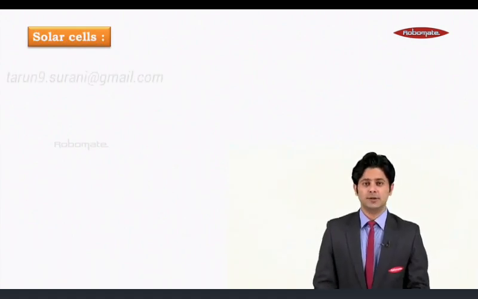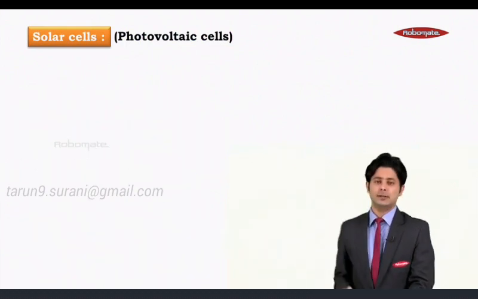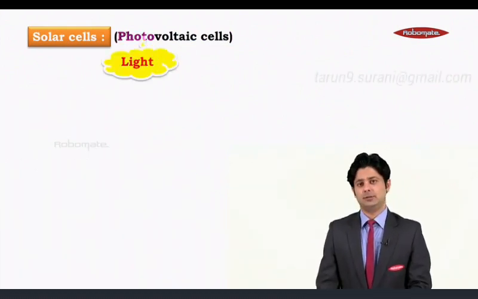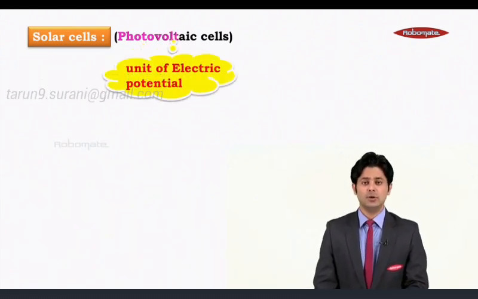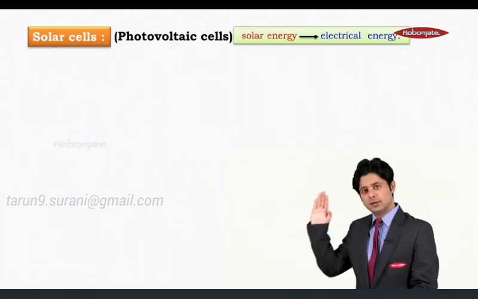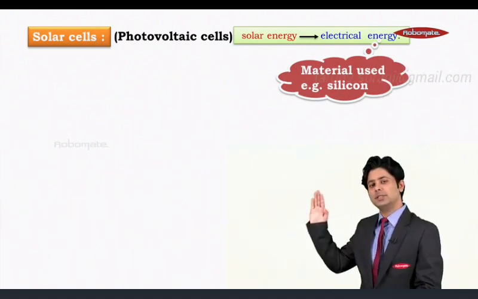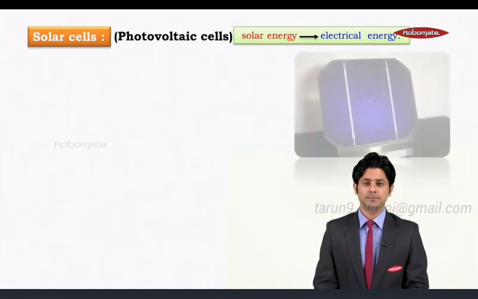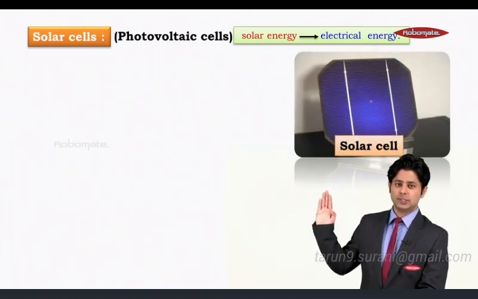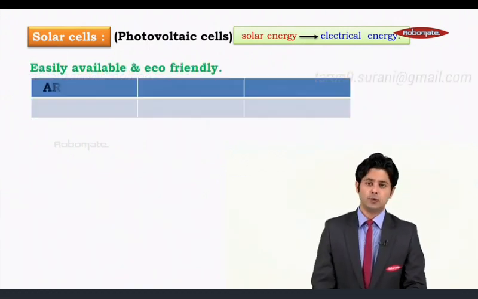Moving to the next device, what we call a solar cell, and we also call it a photovoltaic cell. The word photo stands for light and voltaic refers to a unit of electric potential. What it does is convert solar energy into electrical energy. What does it consist of? It consists of materials like silicon or germanium. Now, this is how a solar cell looks. Further, it's easily available and eco-friendly.